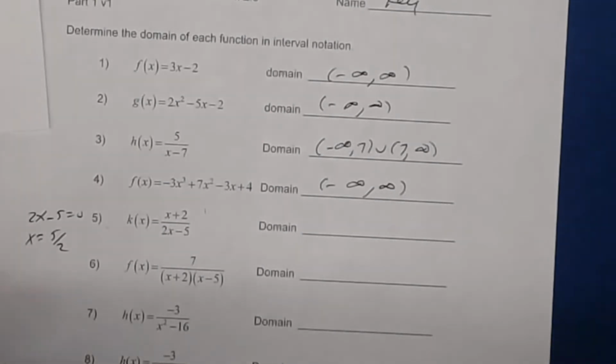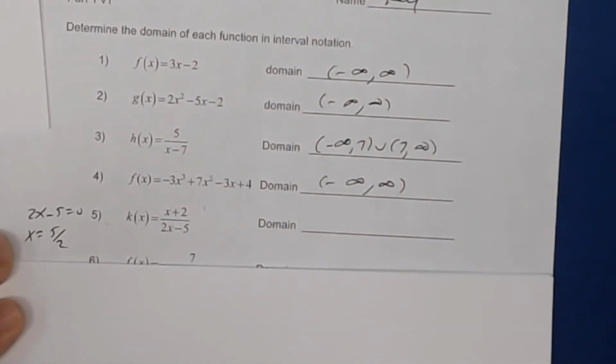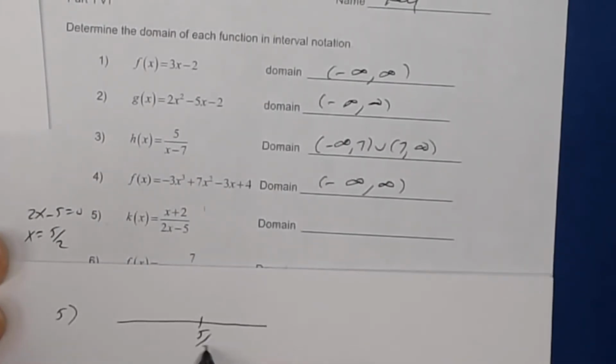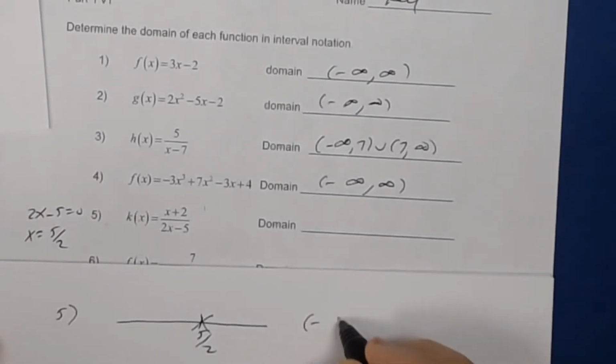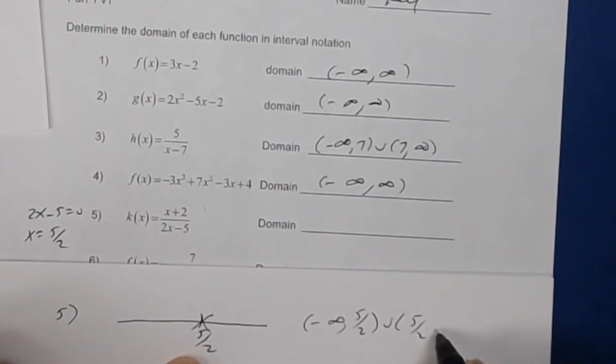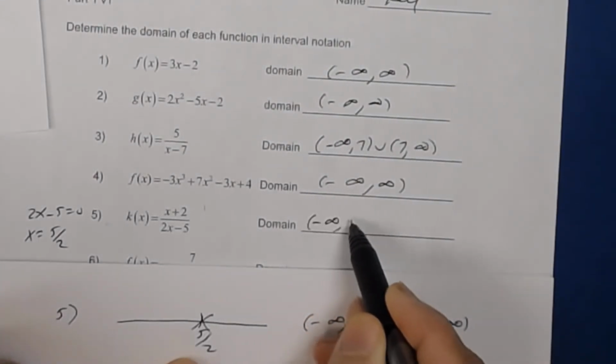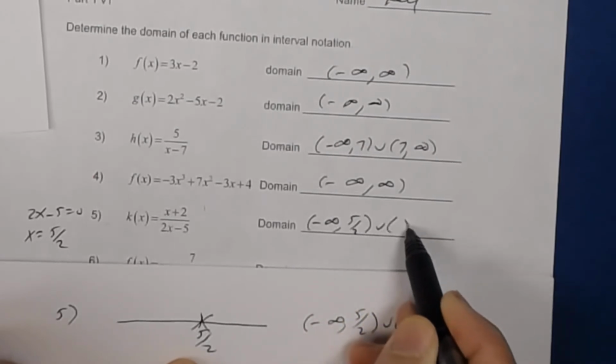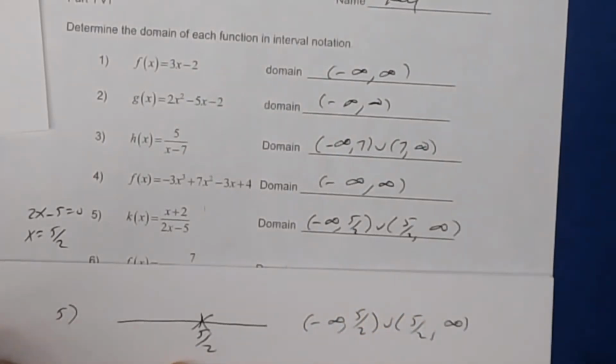Okay, so then what I would do at that point is put 5/2 on the number line, because remember what that means in number 5. What that means is that the domain will be any real number except 5/2. So I'll cross it out. And notice that this x divided the number line into two intervals. So I'm going to say negative infinity to 5/2 union 5/2 to infinity. And so that'll be your answer. So negative infinity to 5/2 union 5/2 to infinity.